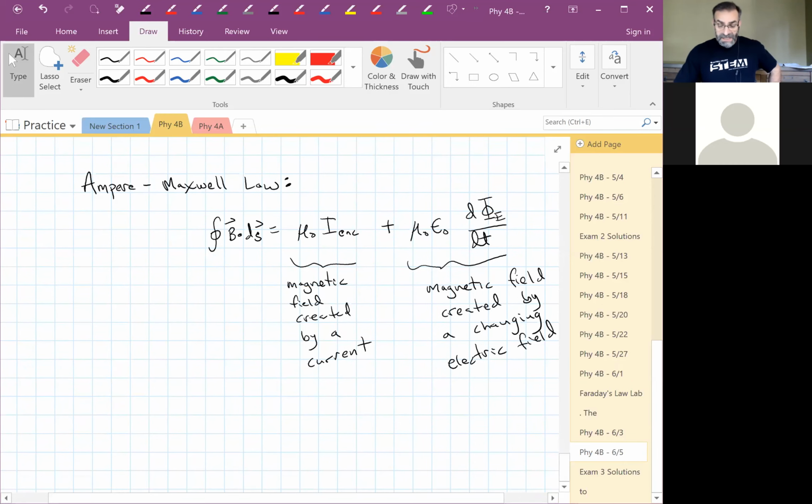All right, so something interesting just happened. A changing electric field can create a magnetic field. It turns out that a changing magnetic field can create an electric field.